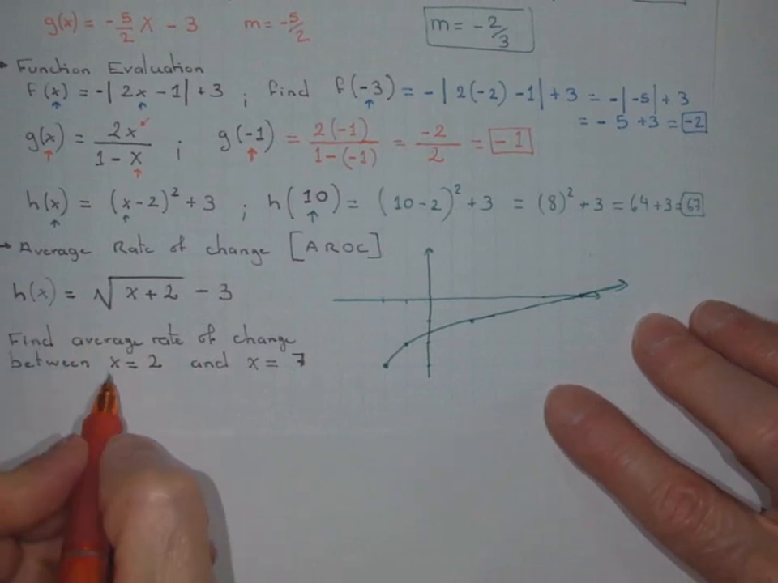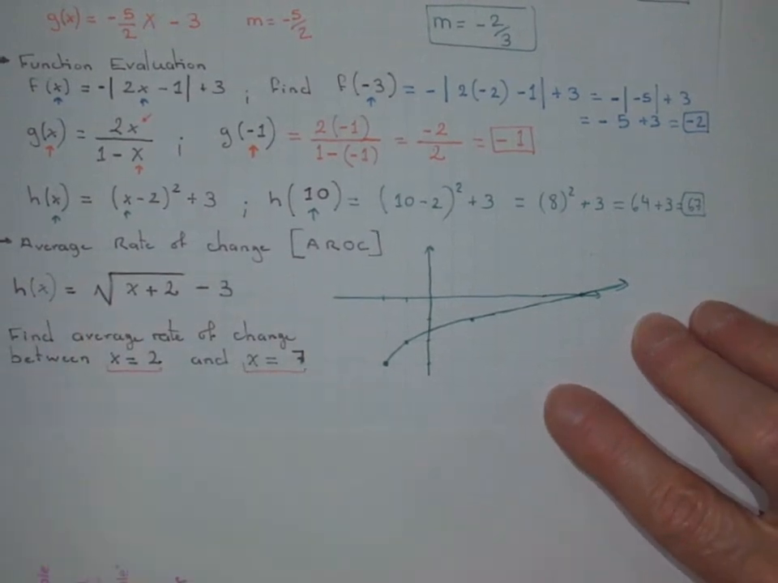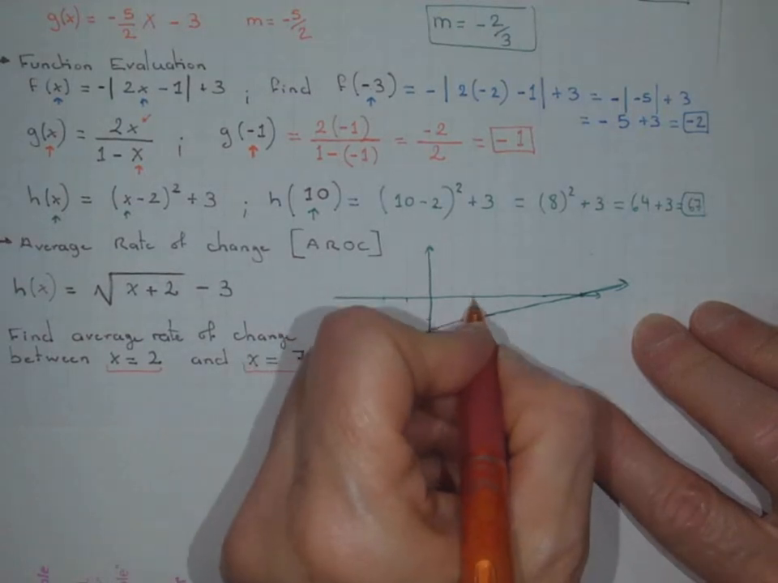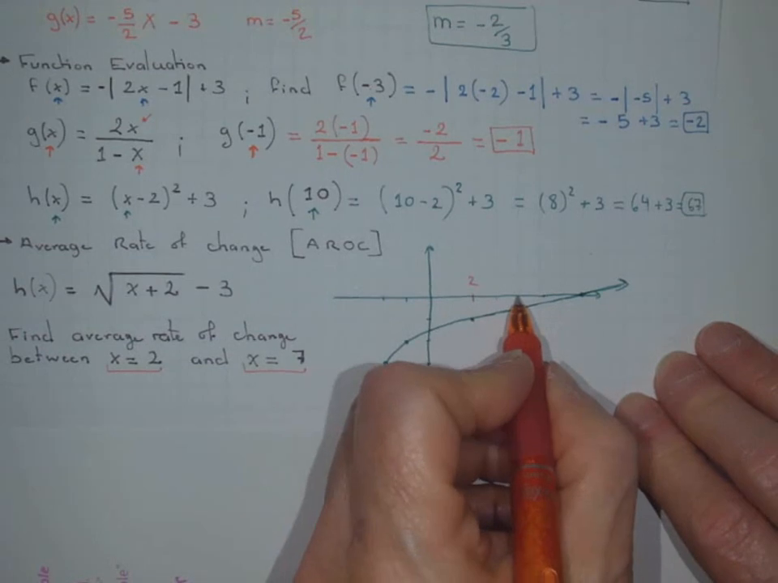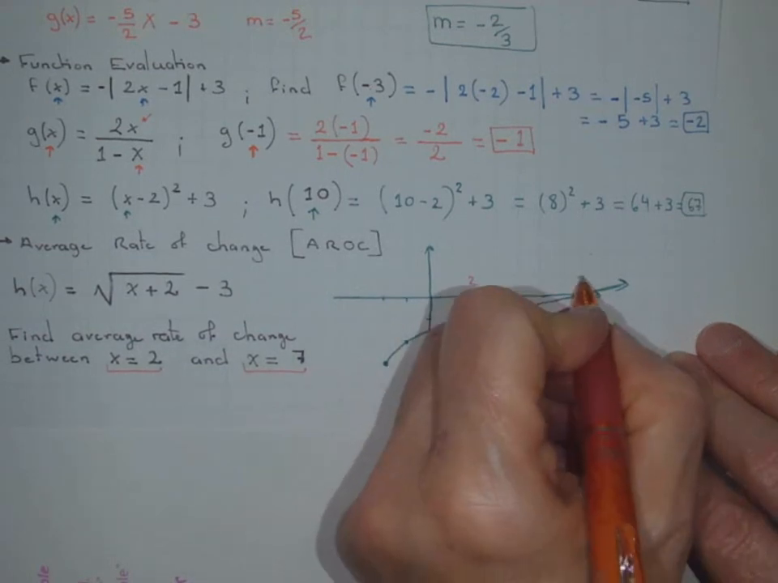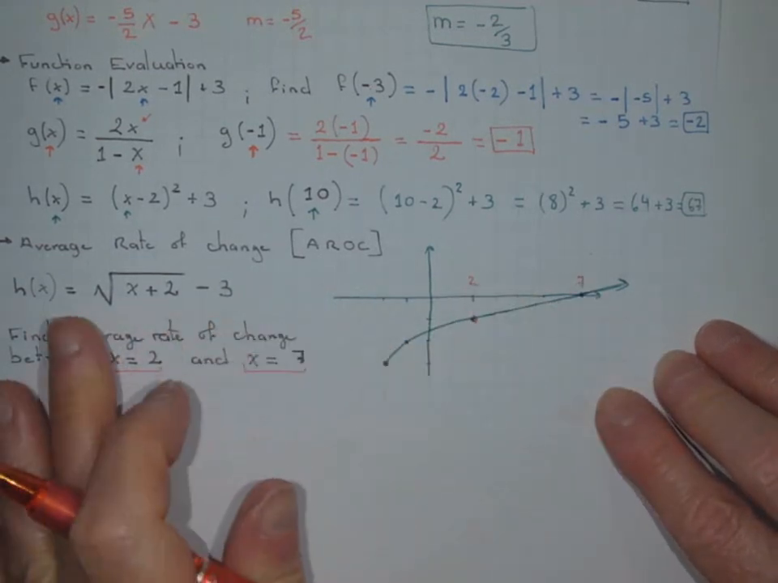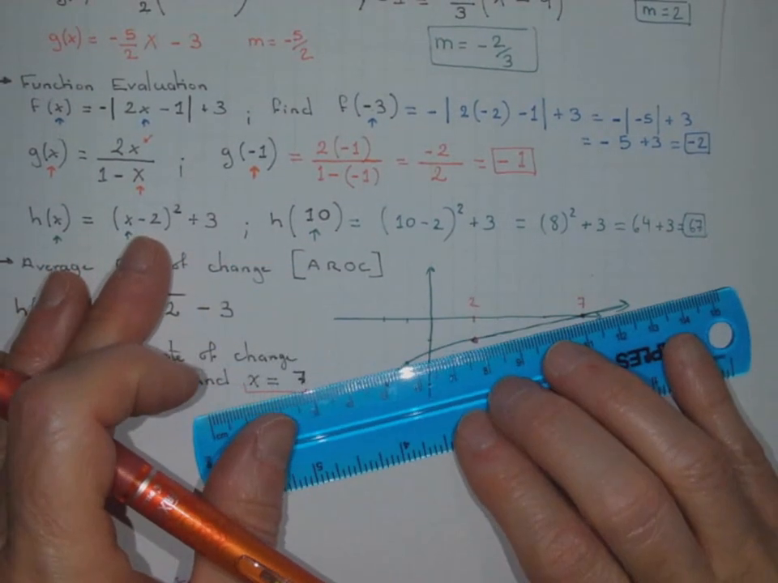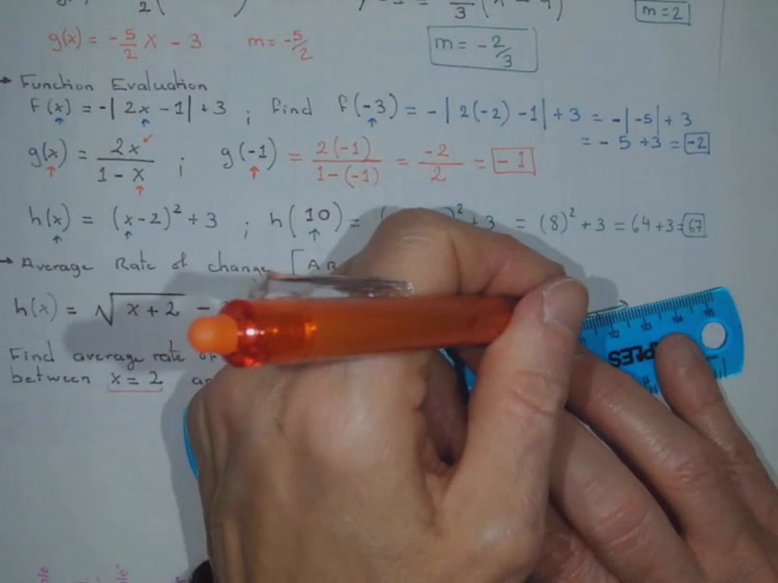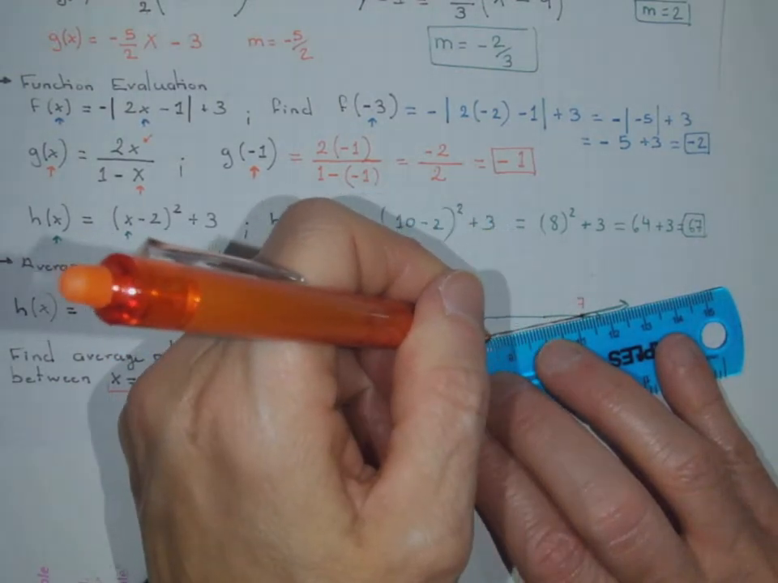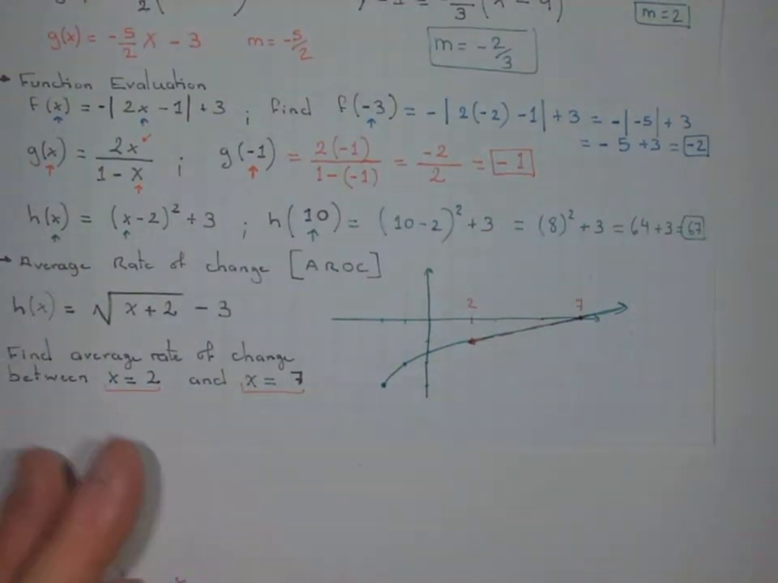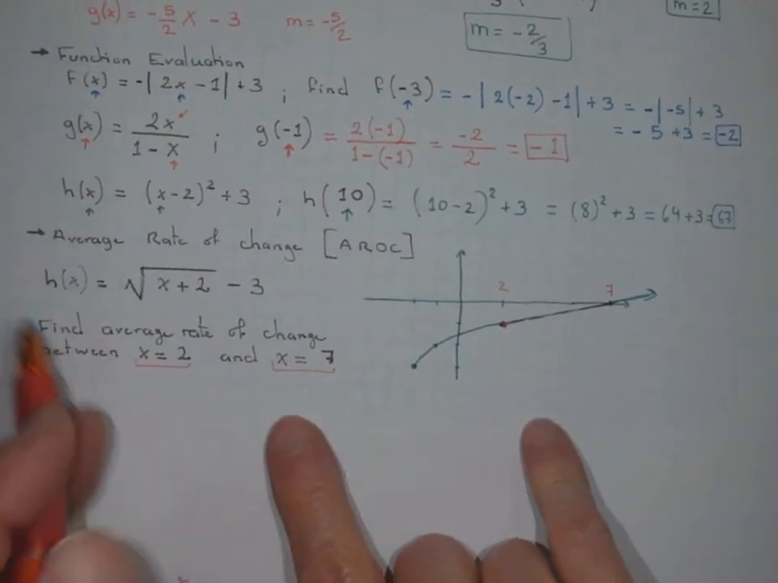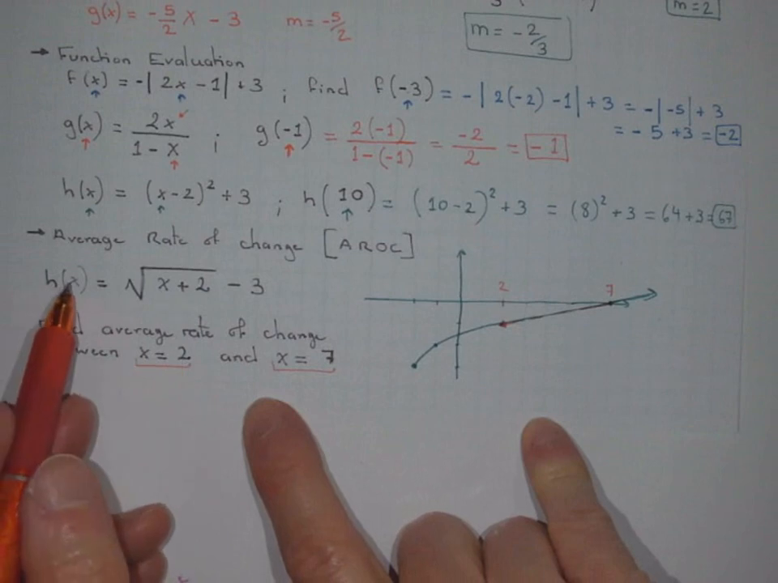And they're telling us between x equals 2 and x equals 7. So x equals 2 will be, 2 is right there, 3, 4, 5, 6, 7, and 7 will be right here. So between those 2 points. So I want the average rate of change between those 2 points, and it's not going to be perfect, but it's going to be very close to my curve here. And so the first thing I need to figure out is what those y values are.